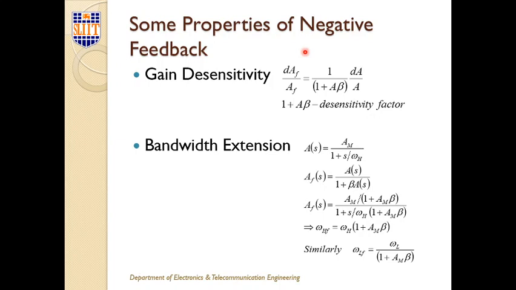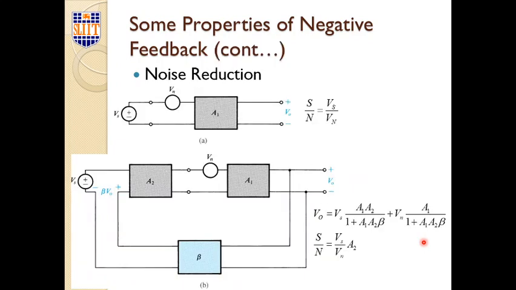Then the bandwidth is actually expanded. That is a feature of negative feedback. So the gain actually will be reduced, and the bandwidth is expanded in the case of negative feedback, right? Now noise also will be reduced, so the signal to noise ratio is also better in the case of negative feedback. So many benefits are there when you are using negative feedback.